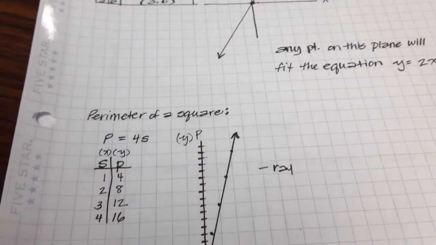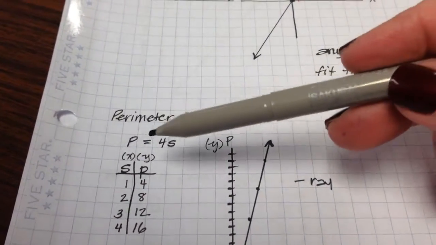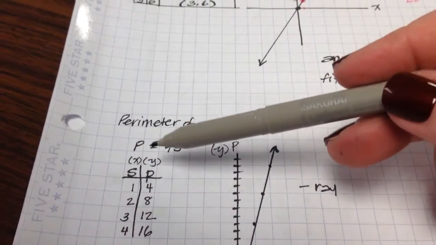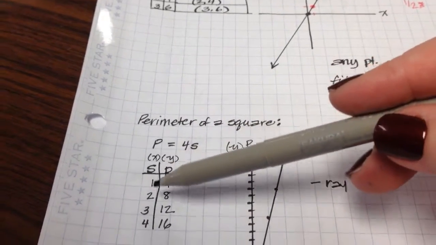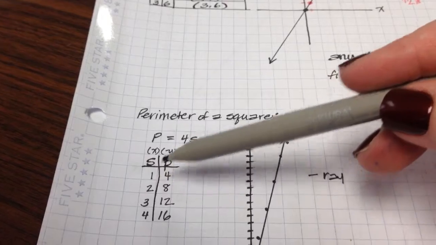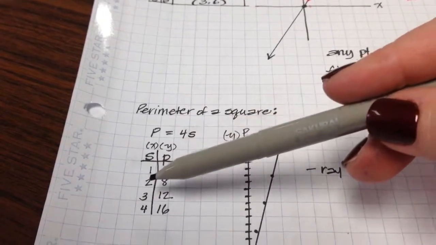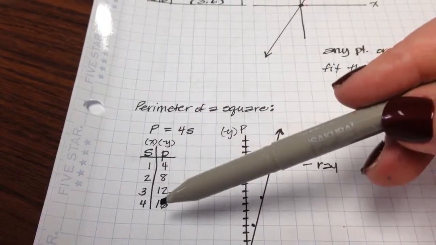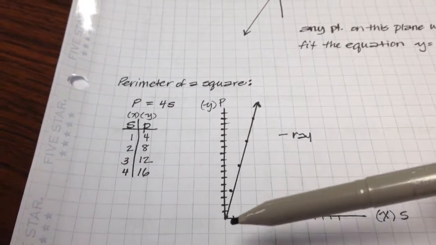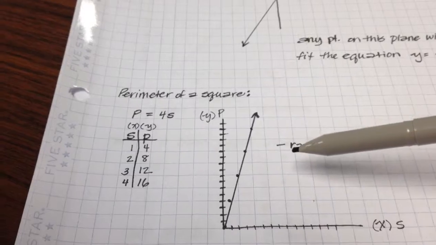Now, what if we wanted to graph the perimeter of a square? Okay, well, p equals 4s. This time we're going to say p is y and s is x. So for every one side, if you multiply times 4, you'll get 4. If you have 2 sides, 2 times 4 is 8. 3 times 4 is 12. 4 times 4 is 16. Put that on a graph, and it will be a ray.